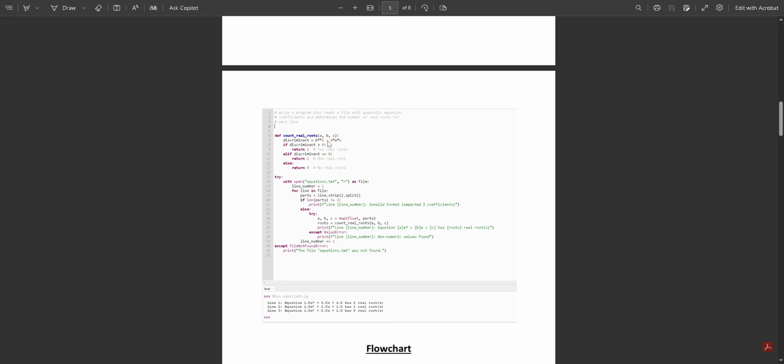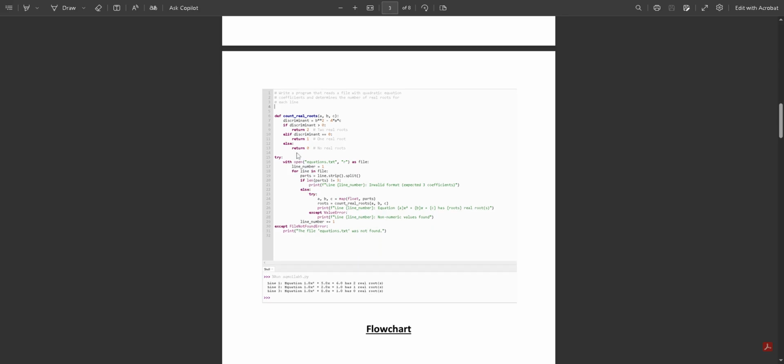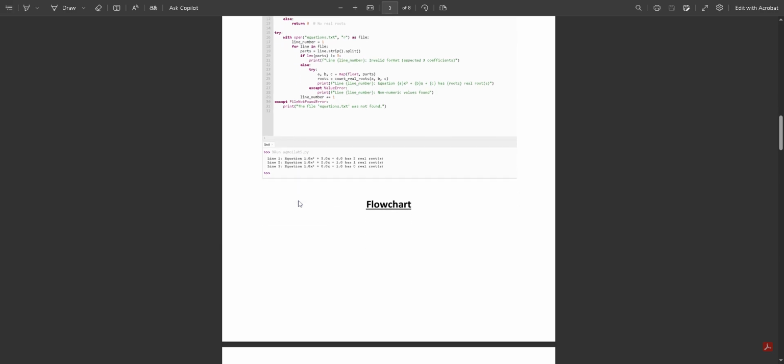This is the formula. If it is greater than zero, it is real. Else, if it is equal to zero, there is only one real root, and if it is less than zero, that is negative, there are no real roots. This is the algorithm to catch errors. And so, of course, this is the output.